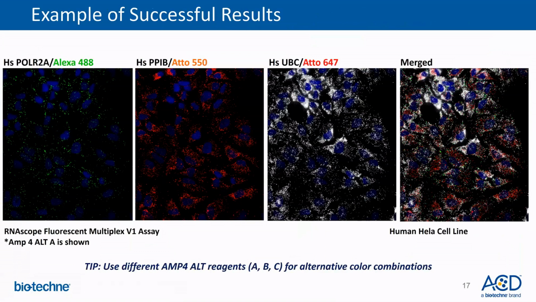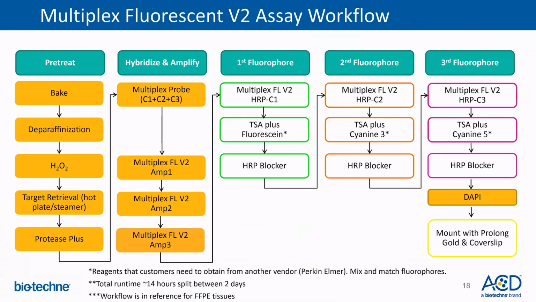We will now move on to the assay workflow for the V2 assay. Please note, the workflow shown here is for FFPE tissues. The V2 assay would start with the pretreatment step, which would consist of baking, deparaffinization, hydrogen peroxide treatment, target retrieval, followed by Protease Plus. After the pretreatment, you will hybridize your multiplex probe and then do the amplification steps, which include AMP1, AMP2, and AMP3.